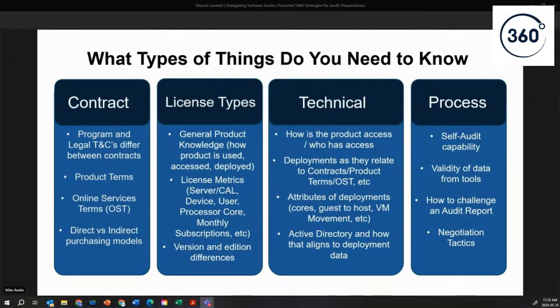And then what's the process, right? So if I'm getting an audit, what is the process? Do I have to go through an audit? Do I have the ability and capability to do a self audit?